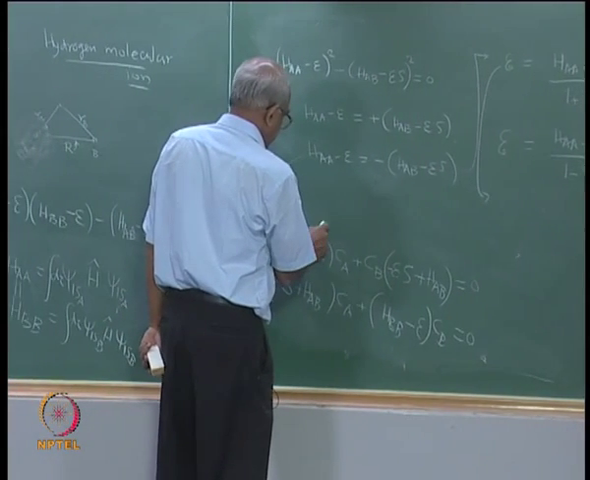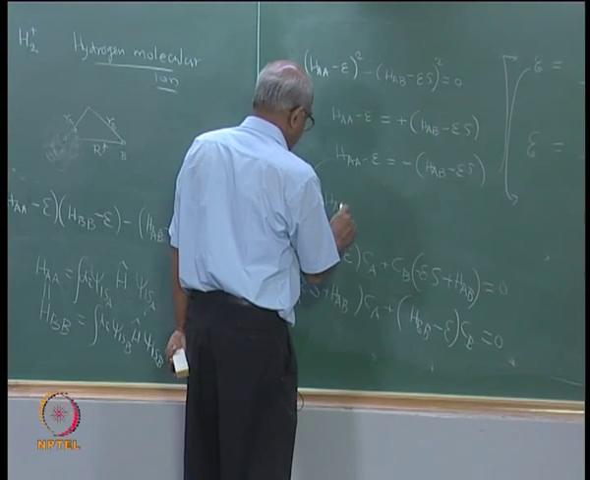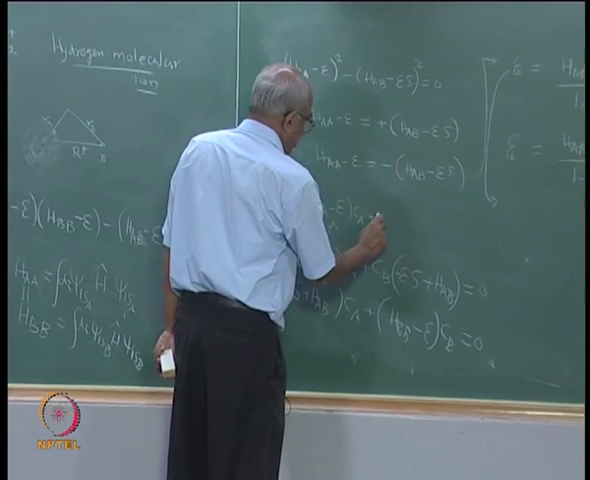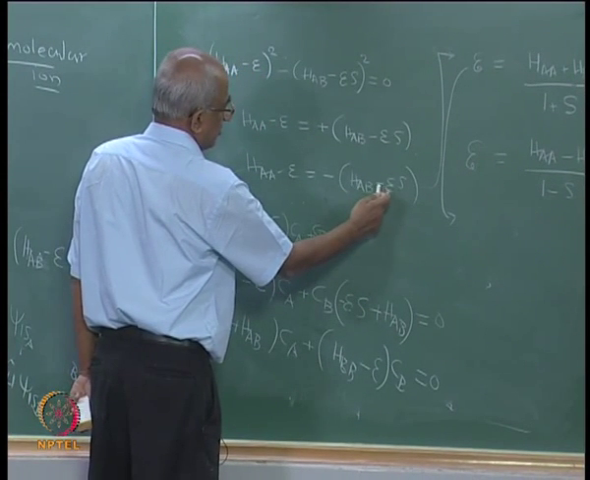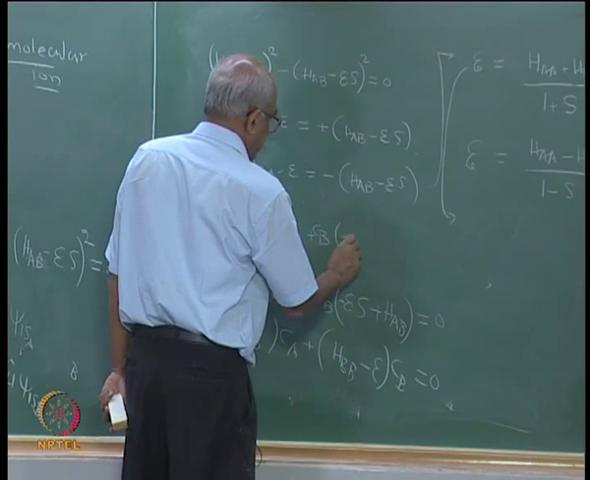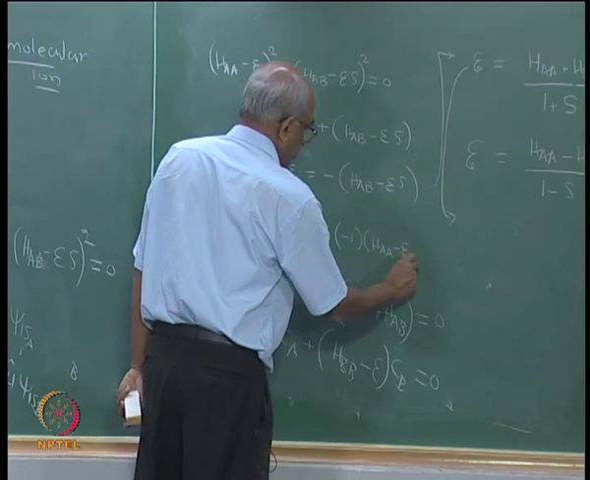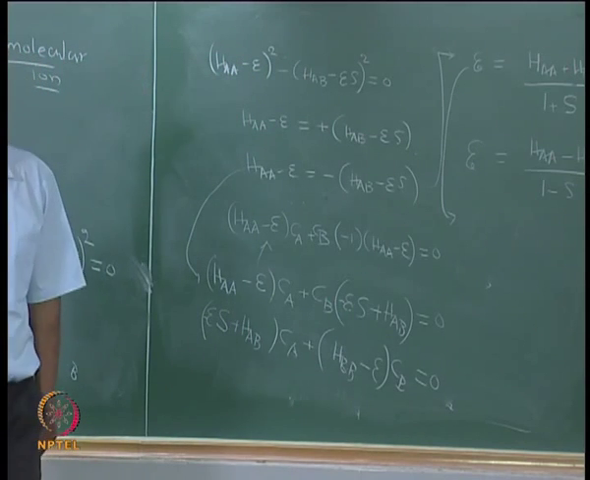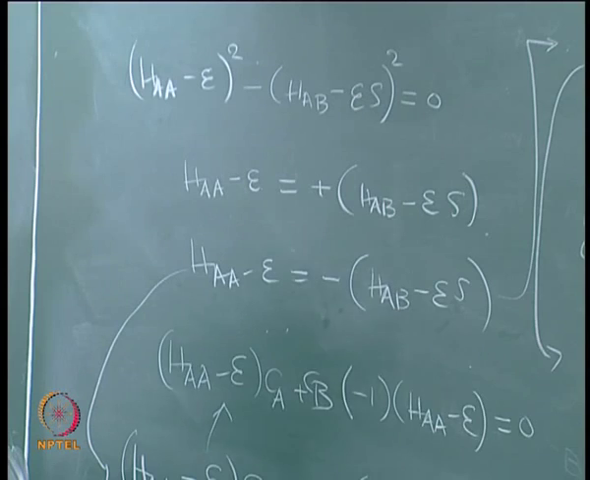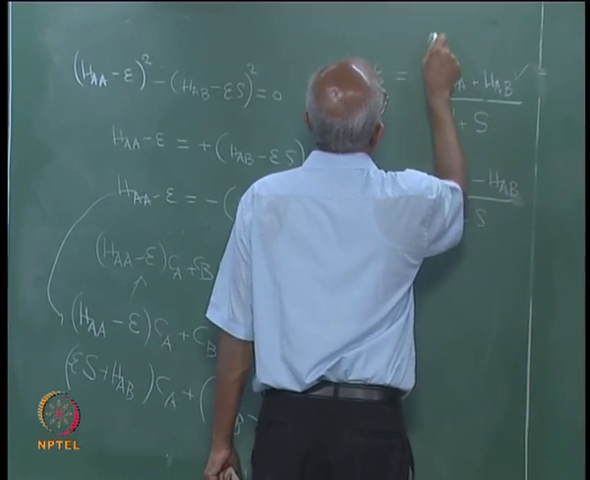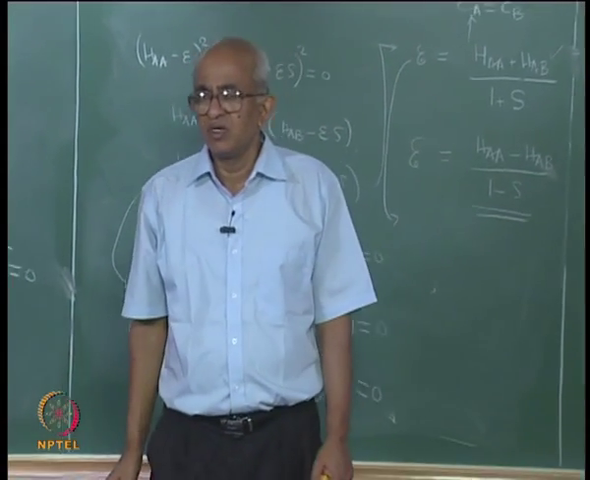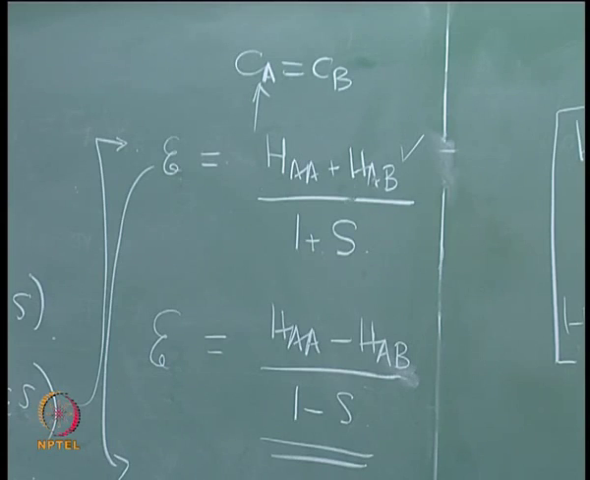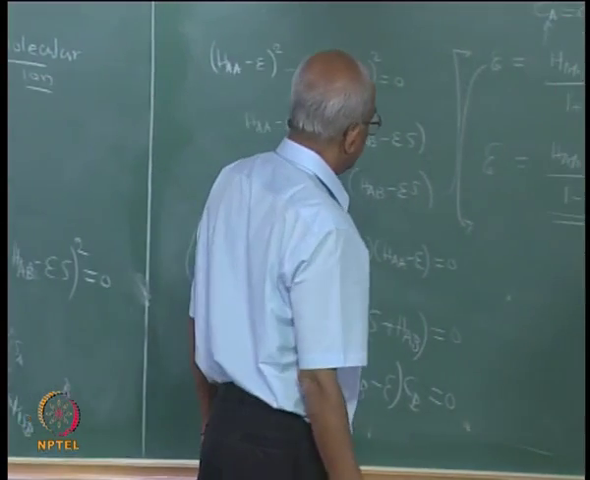If you put this equation into this equation, what you are going to get is on the left hand side you have (HAA minus script E) into CA plus CB into (HAB minus script E into S). So, if you took this negative sign to the other side, you are going to get minus 1 into (HAA minus script E), and that should be equal to 0, right. And what does this mean? This means that CA is equal to CB. So, therefore, you find that in this case CA is equal to CB. You can do a similar thing with the other solution, with the negative solution, and what you will find is that CA is equal to minus CB, that is the answer that you will find if you did the same kind of thing with the other solution.